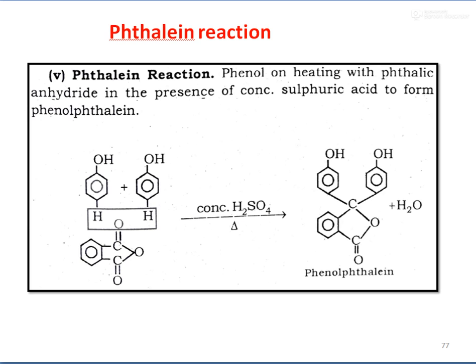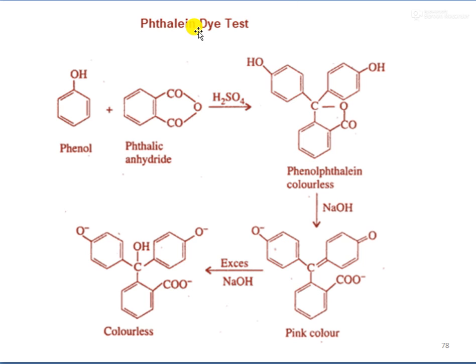Then we discussed the phthalein reaction. In the phthalein reaction, phenol is treated with phthalic anhydride in the presence of concentrated sulfuric acid. The mixture is heated, and you can see this phthalic anhydride has the carbonyl group. So the carbonyl oxygen and the hydrogens from the para positions of the phenol will be lost as water molecules here. The resulting structure is phenolphthalein. This is a dye. So this is an important reaction, that is the phthalein dye test.